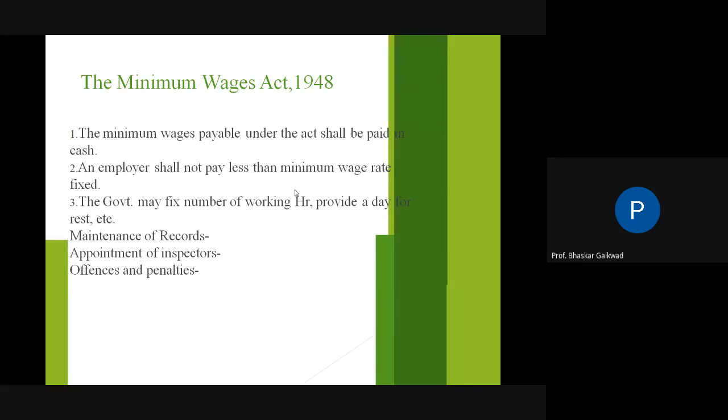So minimum wages payable under the act shall be paid in cash, in currency. The employer shall not pay less than this. The government may fix the number of working hours and holidays, and records will be maintained. As per labor laws, every week an inspector of the labor service used to visit the industry to check whether they are following this act or not.